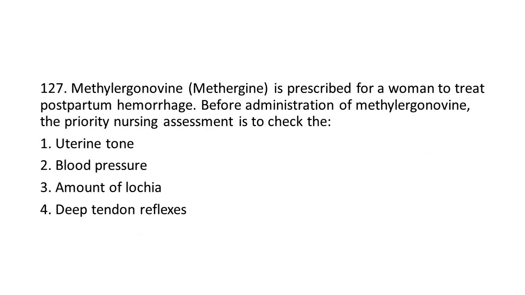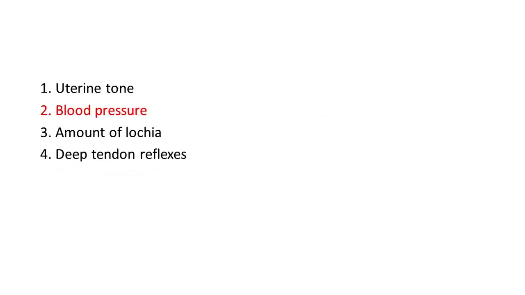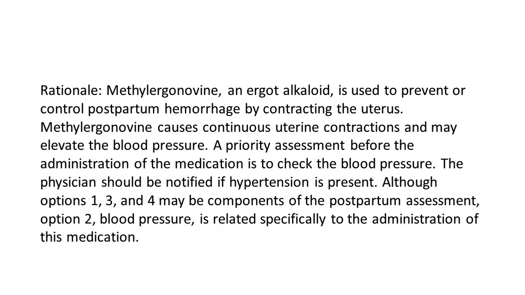127. Methylergonovine, Methergine, is prescribed for a woman to treat postpartum hemorrhage. Before administration of methylergonovine, the priority nursing assessment is to check the 1. Uterine tone. 2. Blood pressure. 3. Amount of lochia. 4. Deep tendon reflexes. The answer is 2. Blood pressure. Rationale: methylergonovine, an ergot alkaloid, is used to prevent or control postpartum hemorrhage by contracting the uterus.